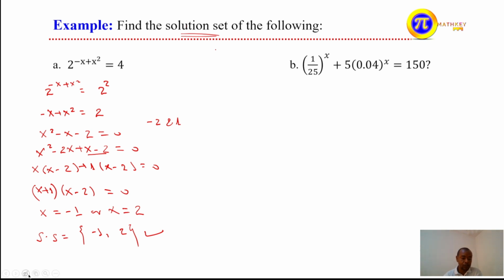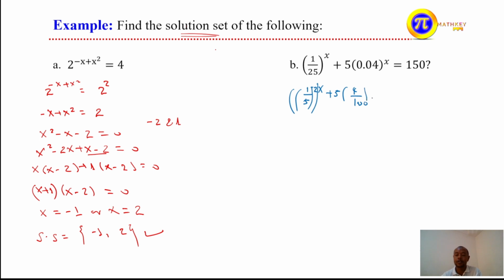Let's come to the second one. We say that 1 over 25 to the power of x plus 5 times 0.04 to the power of x is equal to 150. So 1 over 25 means what? We can express this in the form of base 5, since 1 over 25 means 1 over 5 squared. Then the whole power is x, plus 5 into 0.04, which means 4 over 100.